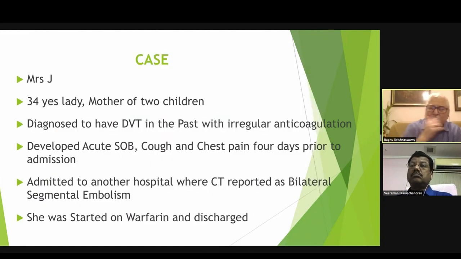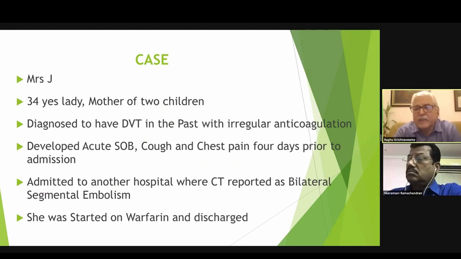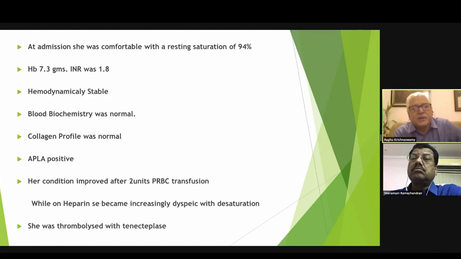Now, I'll go to one last case, and this is a 36-year-old lady, mother of 2 children, who was diagnosed to have DVT in the past with irregular anticoagulation. She developed acute shortness of breath, cough, and chest pain 4 days prior to admission. She was admitted to another hospital where CT reported bilateral segmental embolism. She was started on warfarin and discharged. At admission, she was comfortable with a resting saturation of 94%.